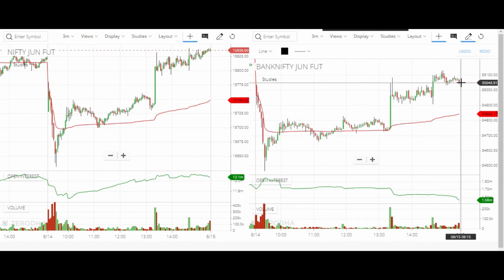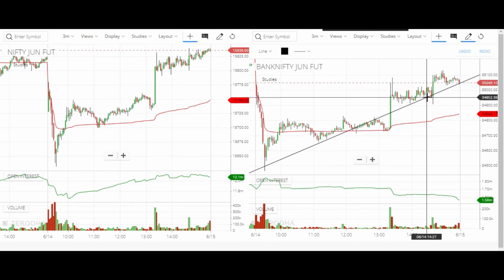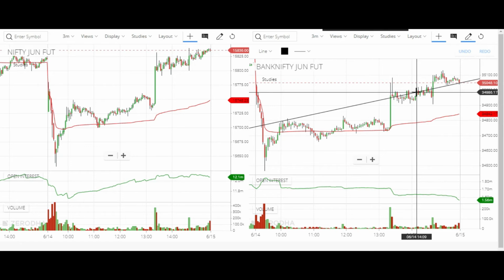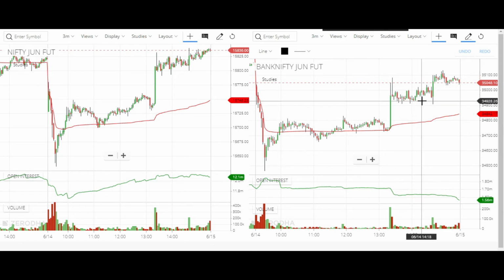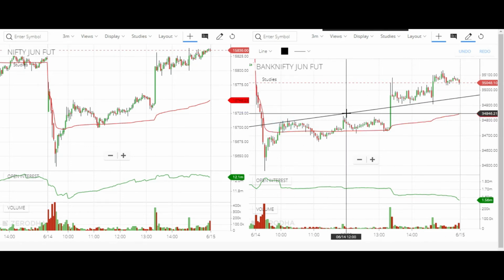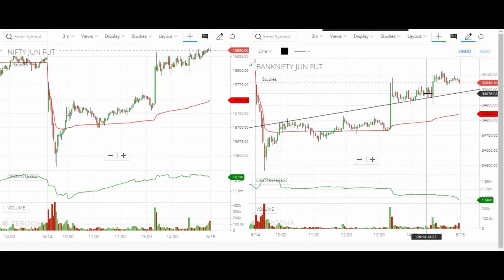If I connect these dots, yeah, no, somewhere I'm missing. Let me try it this way, right? It is a kind of support here. Previously it was resistance, it is a kind of support, right? Are you all with me?